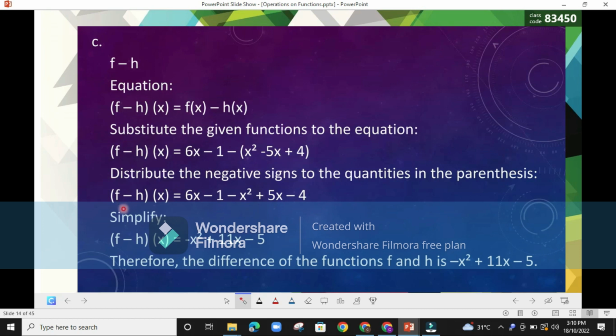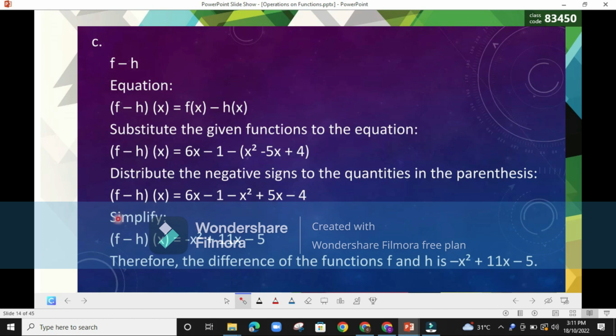Then we need to distribute the negative signs to the quantities in the parentheses. So you have f minus h of x is equal to 6x minus 1. Then we have here negative or minus x squared. Negative times x squared, you have negative x squared. Negative times negative 5x, you have positive 5x. Negative times 4, we have negative 4. So we have 6x minus 1 minus x squared plus 5x plus 4.